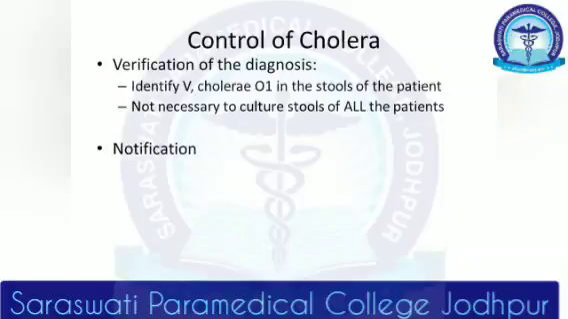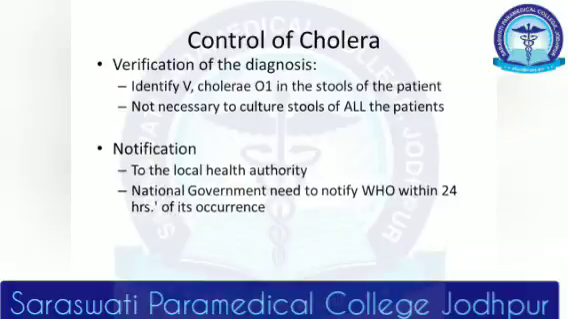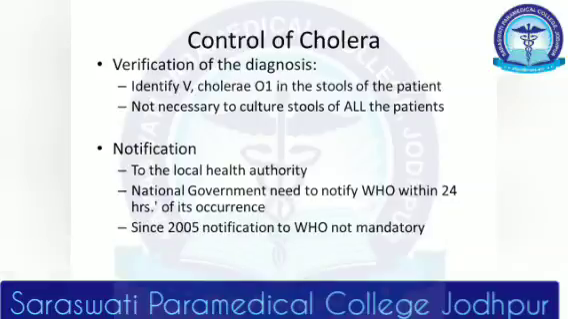If it is confirmed that the cases reported are actually cholera, the notification has to be made to the local health authority, and the national government needs to notify WHO within 24 hours of its occurrence. Since 2005, this notification is not mandatory. The number of cases and deaths per day and per week are to be reported till the epidemic is over.